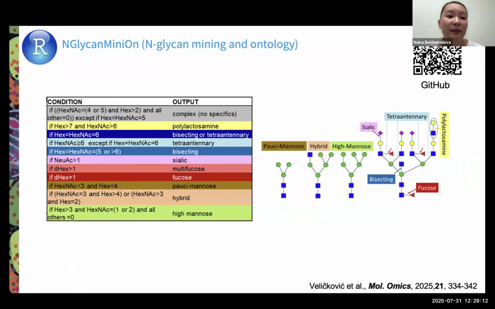Another tool that has been developed here at PNNL as well is called N-glycan Minion, which you can access at GitHub, or in full, N-glycan mining and ontology, which will take all the N-glycans that are regulated within the regions of interest and then classify them into the following classes using these conditions. And you can see some of the examples here.